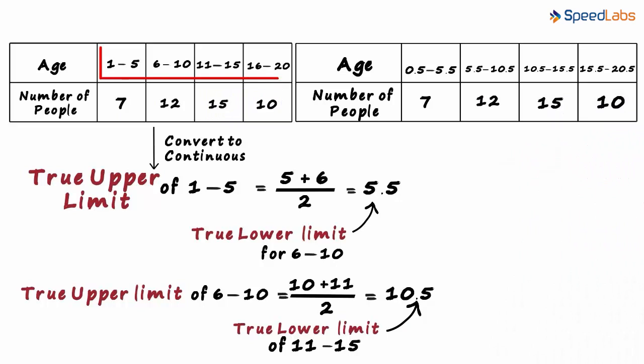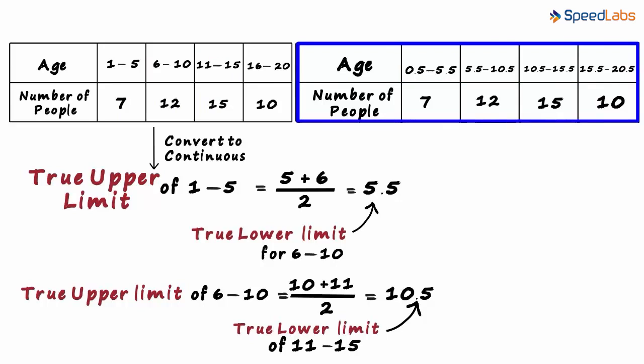This is how we convert discontinuous class intervals to continuous class intervals. And now with this table, we can successfully make a histogram to represent the number of people in various age groups.